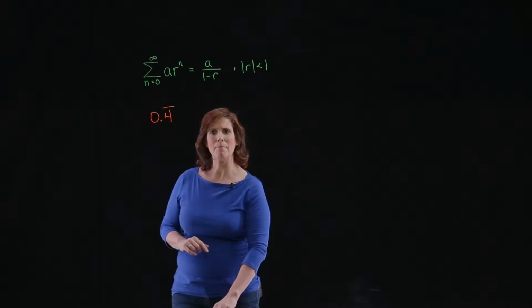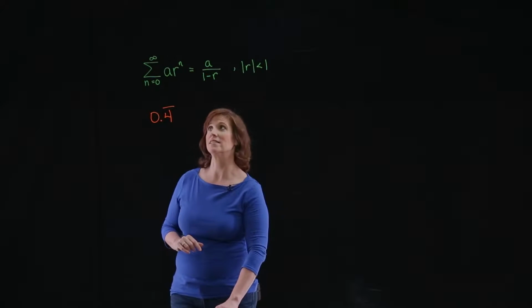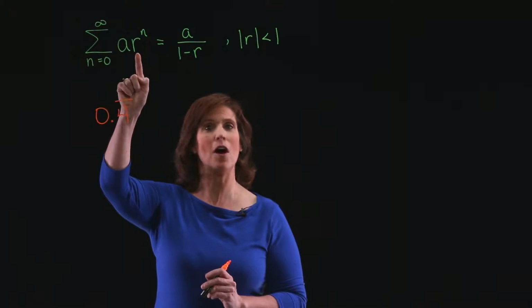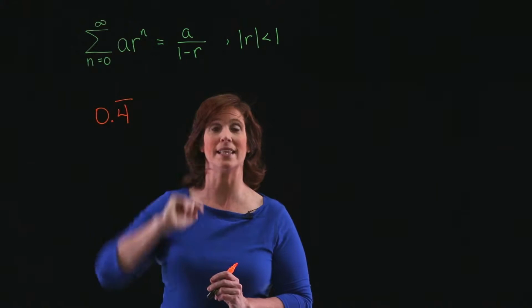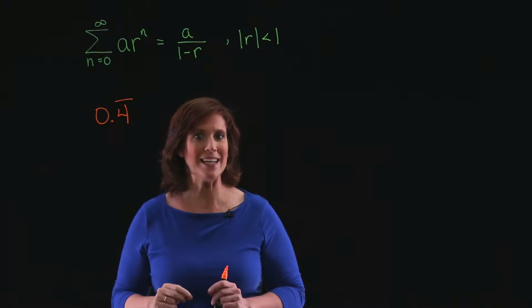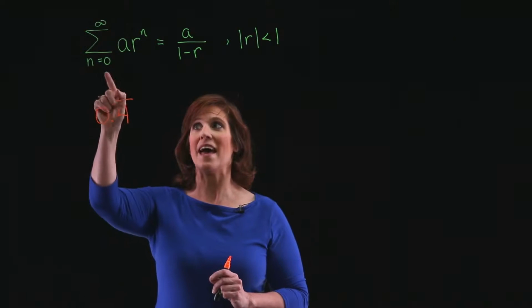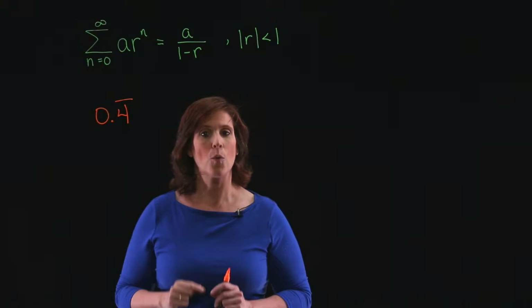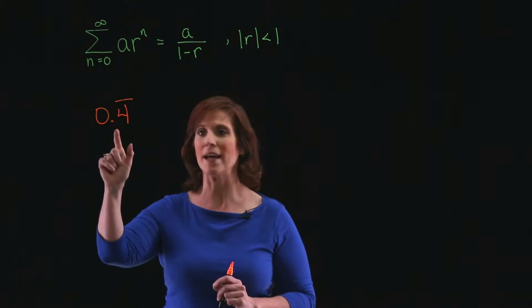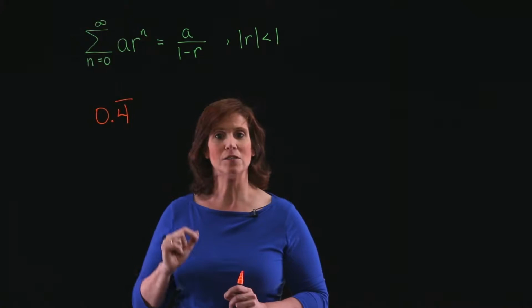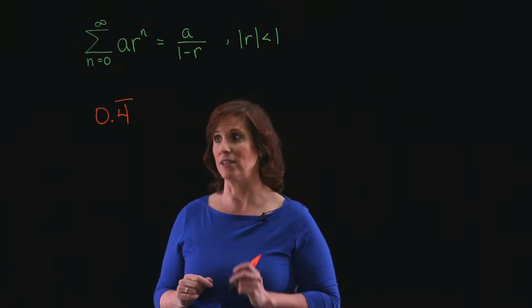Okay, well first a word about geometric series. A geometric series has the form a constant times, we call r our common ratio, raised to the n power. If the absolute value of that common ratio is less than 1, then that infinite sum is going to converge to a divided by 1 minus r. We're going to use that fact to help us write this number as an integer divided by an integer. But let's first of all write it as the geometric series.